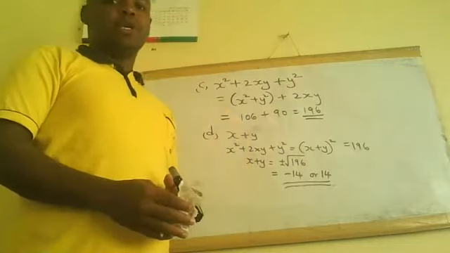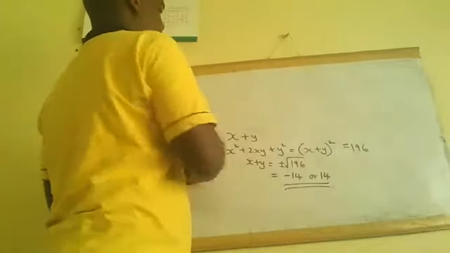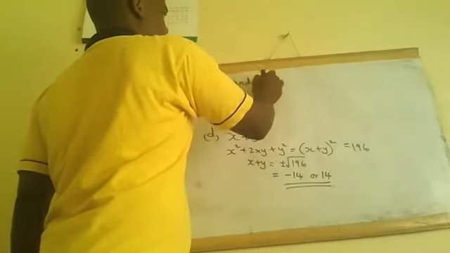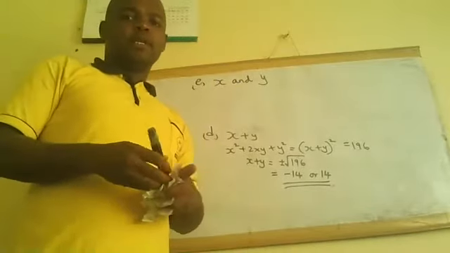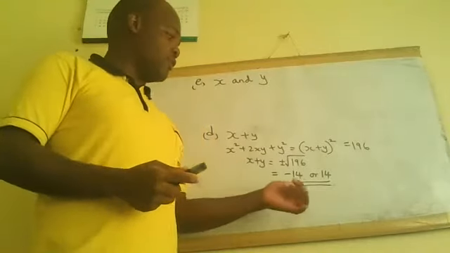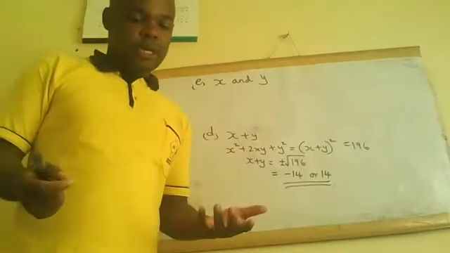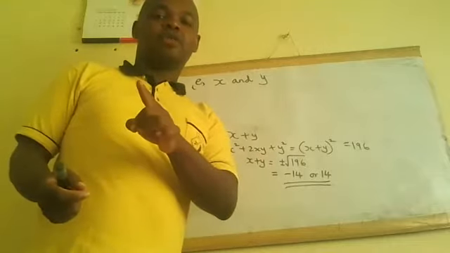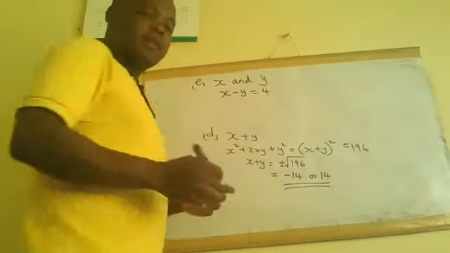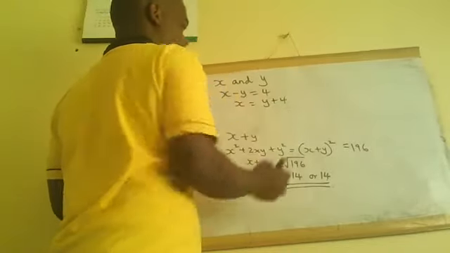And then lastly, part E, we get the value of x and y. This problem I usually see students missing most of part D and E. They don't get all the marks. So try to make sure you get all the marks, because if you don't write negative 14 or 14, you'll not get all the marks. So x and y. Remember we said from the question, x minus y was 4. That simply means that x is y plus 4.